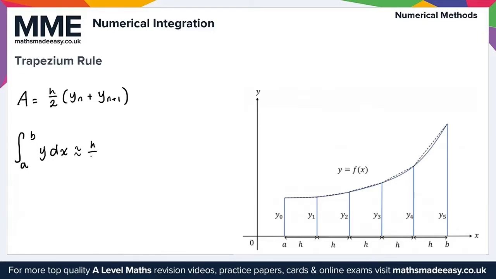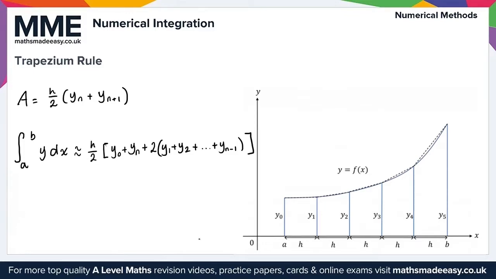h over 2 times y naught plus our last term, so that's yn, so that's y naught plus yn, and then we do two lots of everything else. So in that case that's going to be two lots of y1 plus y2 plus all the way up then to yn minus 1. Okay, so that's everything else other than the first term and the last term. And that's how we approximate the area then.